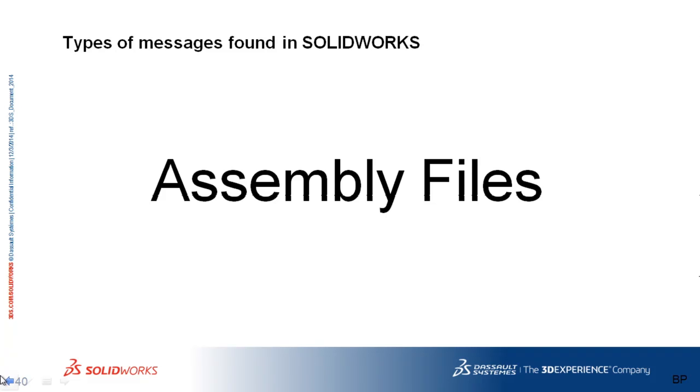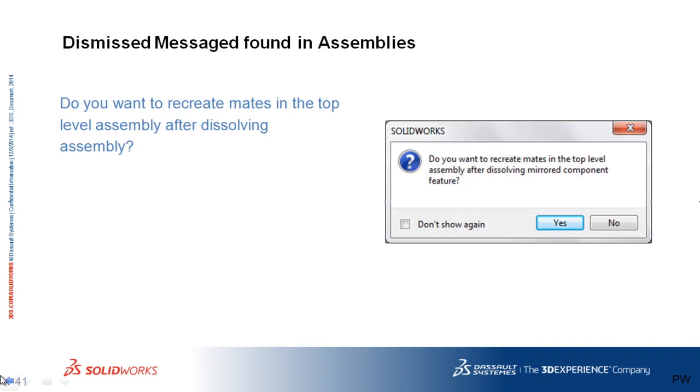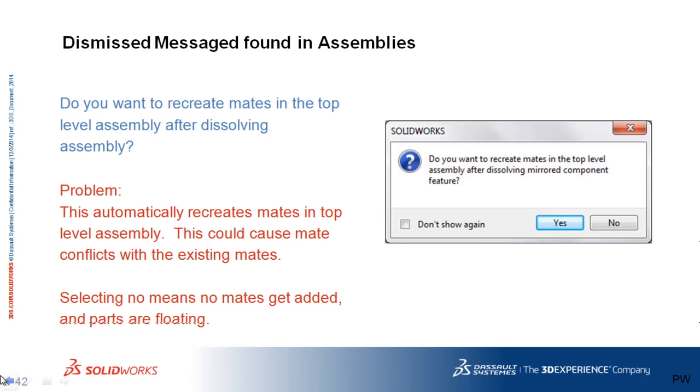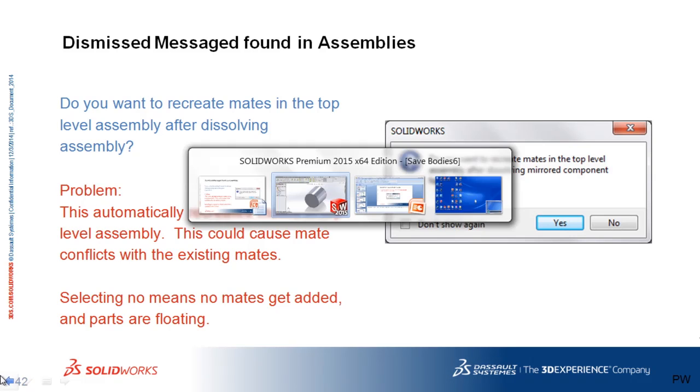All right, next category is assembly files. We're going to go through a couple examples of assemblies where error messages or warning messages pop up. If you have any type of pattern, like a mirror or some sort of linear pattern, and you want to dissolve it, you'll get a warning message saying that the mates will be top level. Well, what's the downfall if you dismiss that message? Obviously, you could have problems with existing mates that are top level mates. If you select yes, fine. If you hit no, then you have mates that are floating.